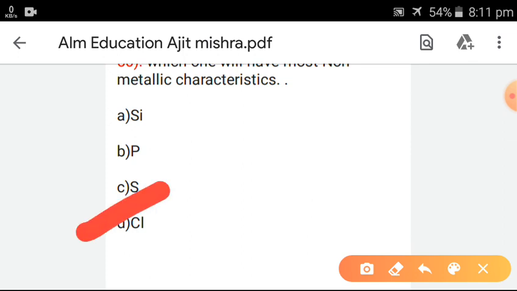Then friends, this was the 50 important MCQs, very important MCQs of chemistry related to the periodic table.